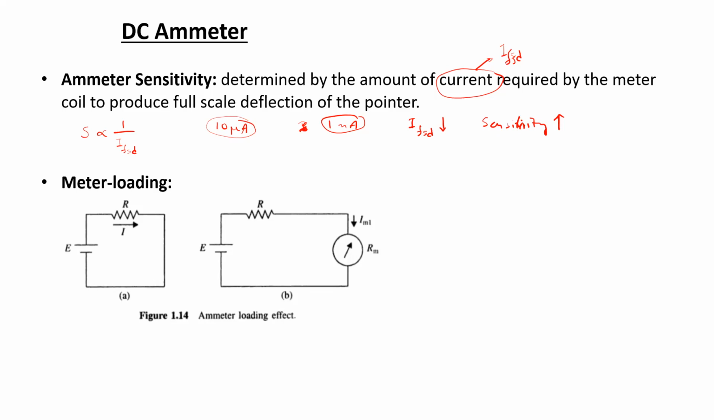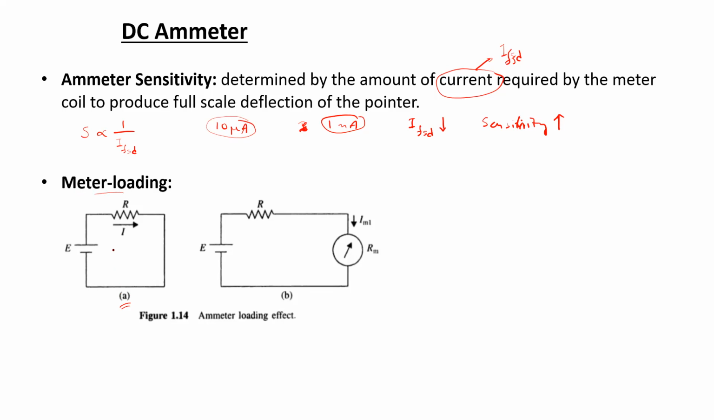Now, another aspect of using ammeters would be the phenomenon called meter loading, or the loading effect. We all know that ammeters are connected in series in order to measure current through a particular branch. Let's say for this simple mesh, we want to measure the current flowing through this particular mesh.